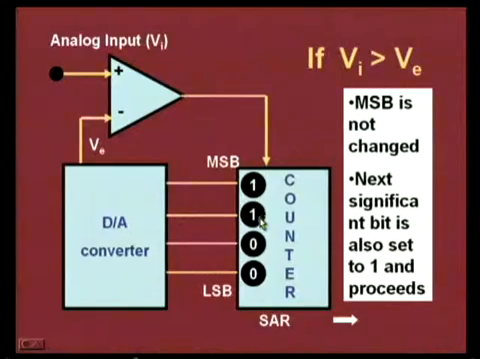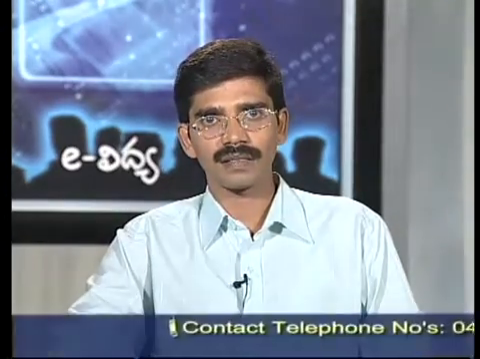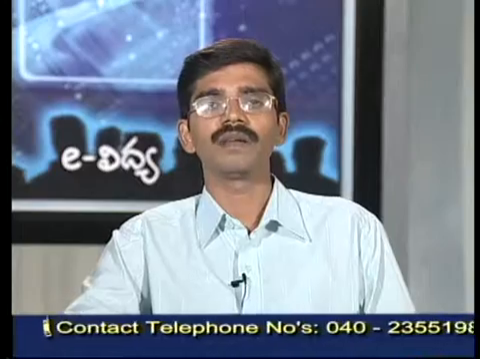So, both these two bits are made ones. As such, this process repeats until you reach the LSB. Once the LSB is also changed, the value available will be treated as the digital equivalent of the given analog value. This we shall check with an example.